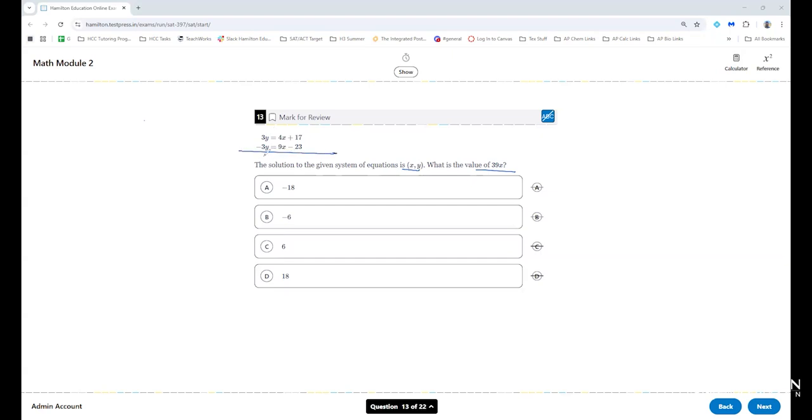So 3y minus 3y gives you 0y. 9 plus 4 is 13x. And negative 23 plus 17 is negative 6. So that means we have 13x is equal to 6. And they conveniently picked 39x. So if we multiply both sides by 3, we get 39x is equal to 18. Which is why D is the correct answer.